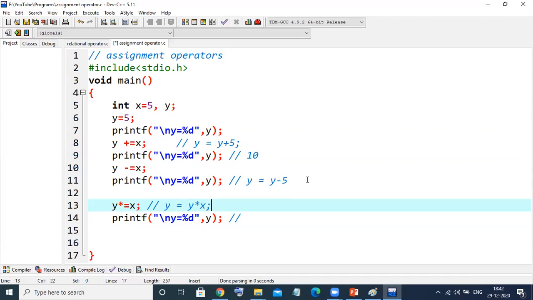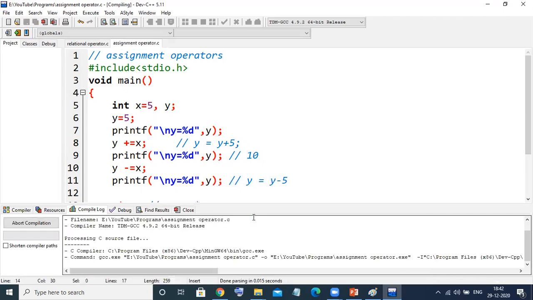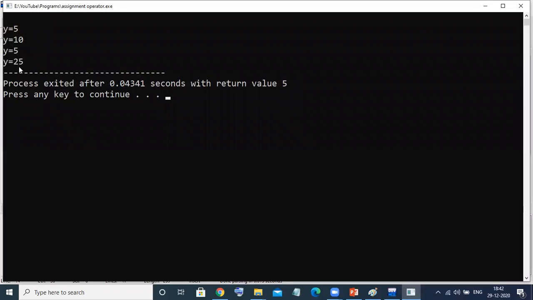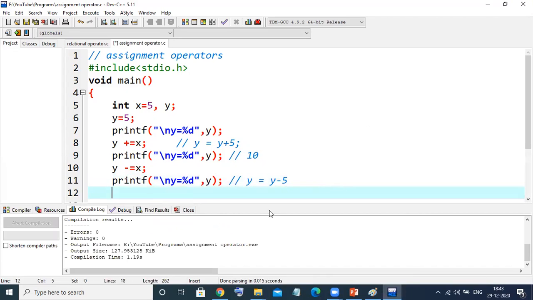Now what is the value of this x here? x is remaining the same, it's 5. And what is y here? Just now we checked, the value of y is 5. So 5 times 5 is 25. 25 will be assigned here, and I'm printing that. So the answer would be 25.